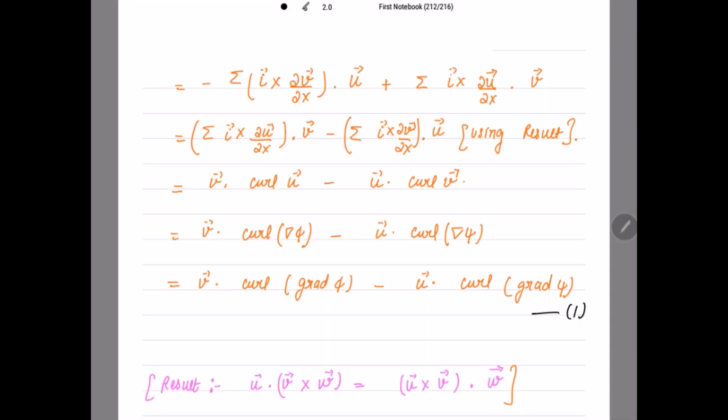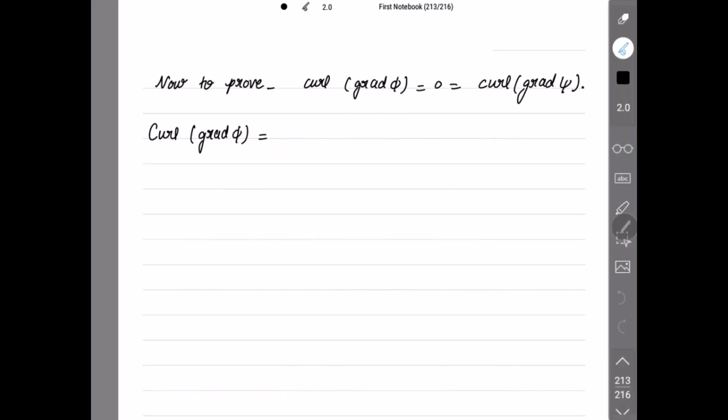Because I need to prove that the divergence of the cross product of two vectors is equal to 0, I need to prove that curl grad phi is equal to 0 and curl grad xi is equal to 0. So to prove these, if I prove one of them to be equal to 0, then similarly the other one is also equal to 0. So I'm taking curl grad phi first and proving this to be equal to 0.